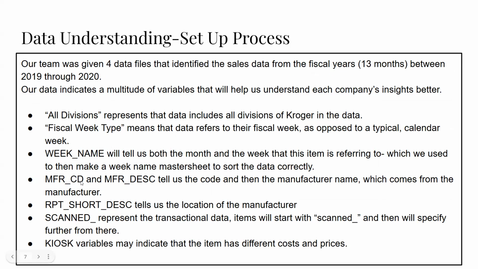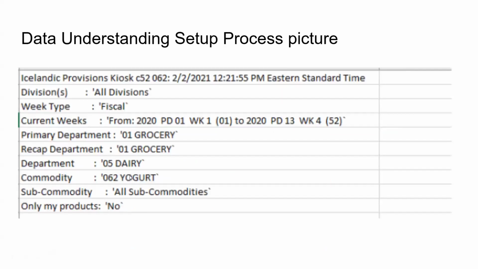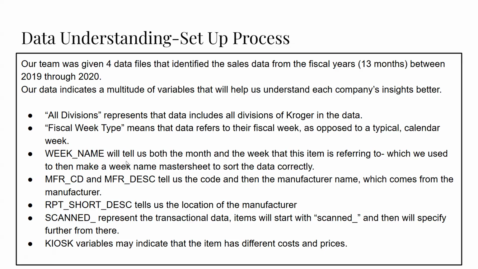The MFR code and the other one tell us the code and then the manufacturer name. The RPT short description tells us the location of the manufacturer, and then the scan data tells us the transactional data, and the items will start with a scan, and then we specify from there. And then the kiosk variables may indicate the item that has different costs and prices. And this is just describing this.